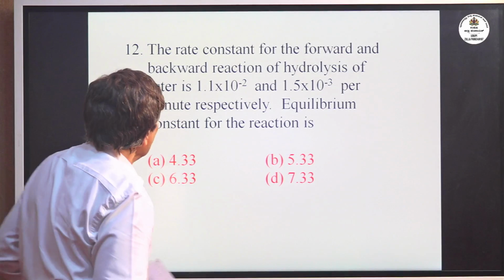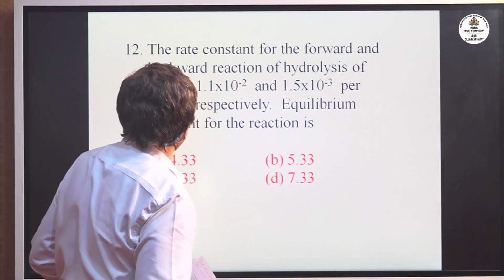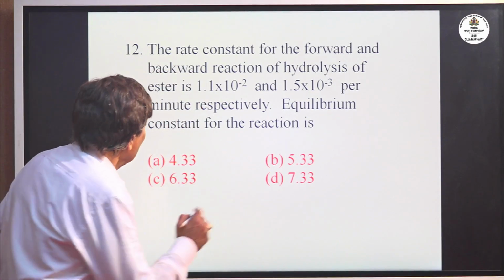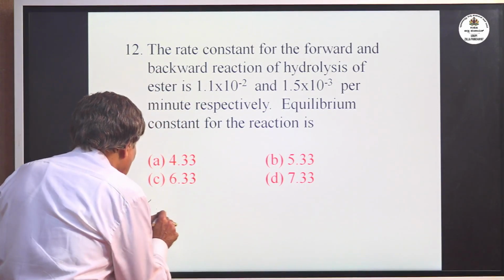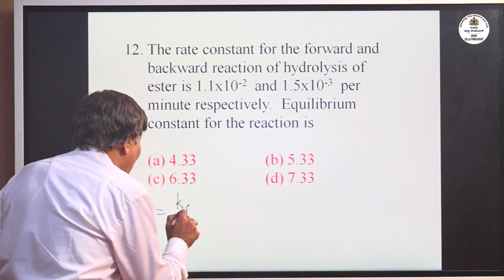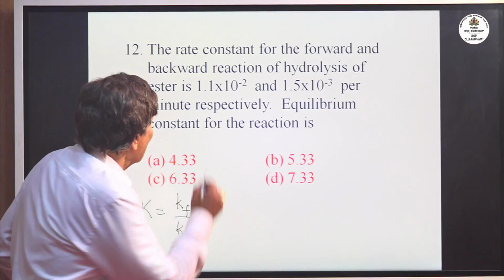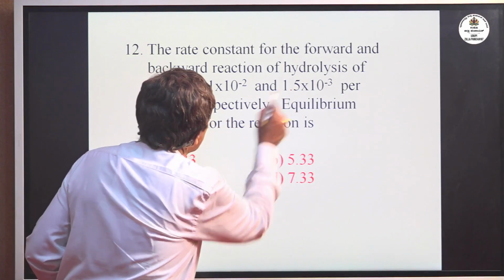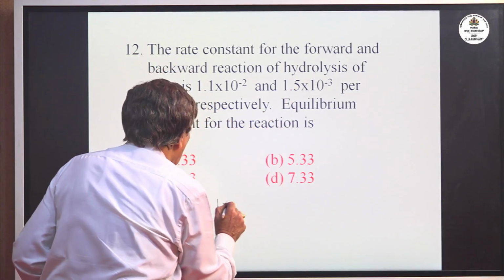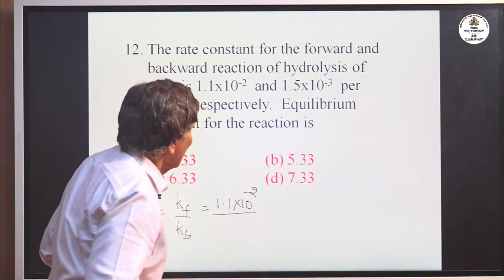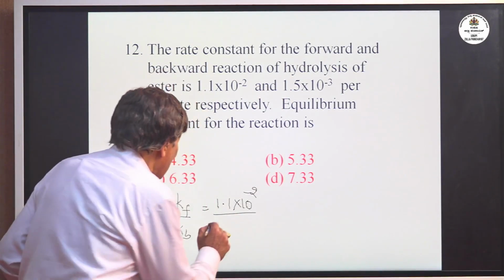Option C. Next, the rate constant for forward and backward reactions, it is very simple. So I shall write it here itself. Equilibrium constant is equal to the rate constant for forward by the rate constant for backward. That is the equation. Rate constant for forward is 1.1 into 10 to the power minus 2, by the rate constant for the backward reaction, which is how much?